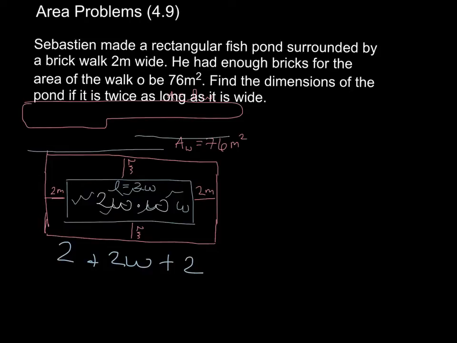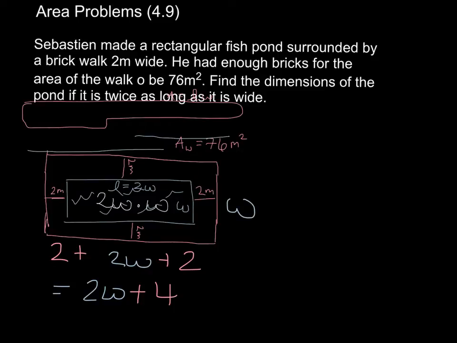So this entire length right here is going to be equal to 2w plus 4. And we're going to do the same thing for the width right here. So I'm going to notice that up and down right here, I've got a width of w, and then I've also got 2 meters on top, and I've got 2 meters on the bottom. So this whole thing right here is going to be w plus 4.